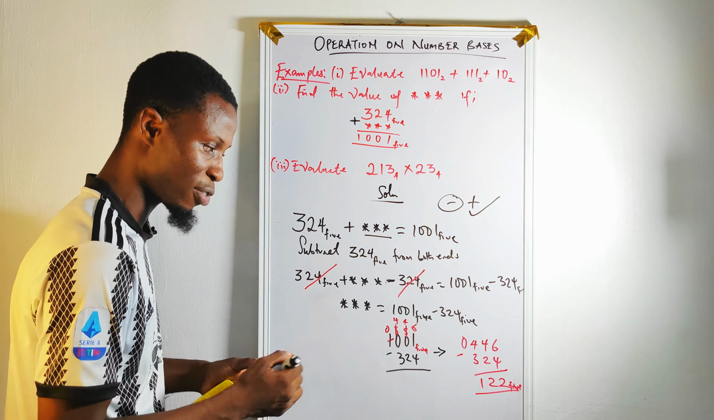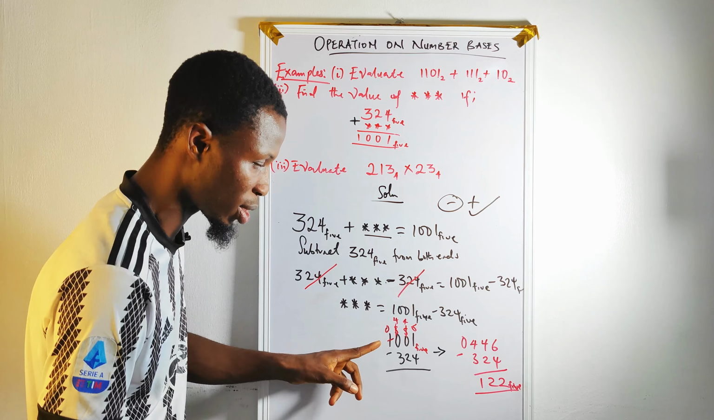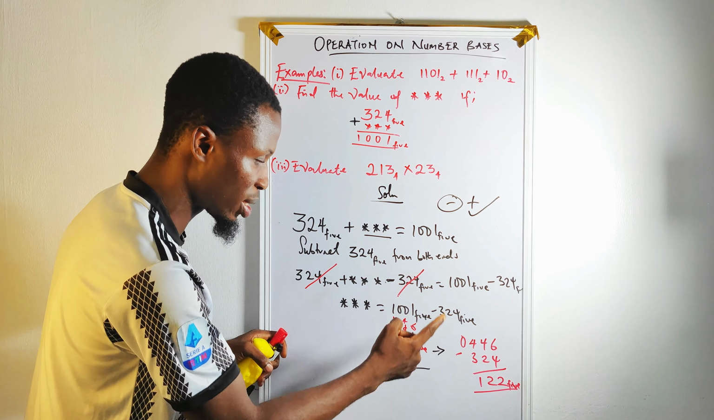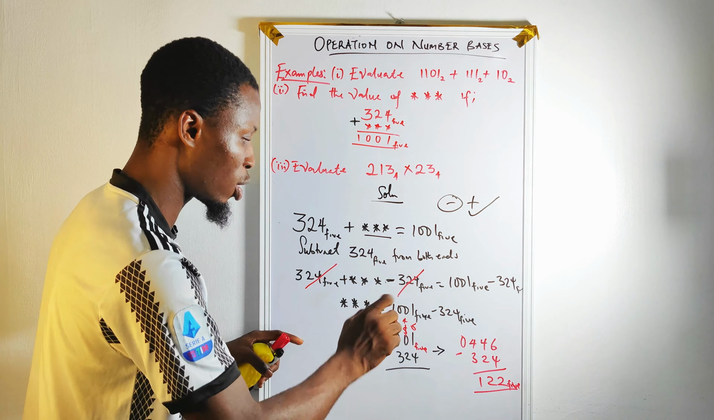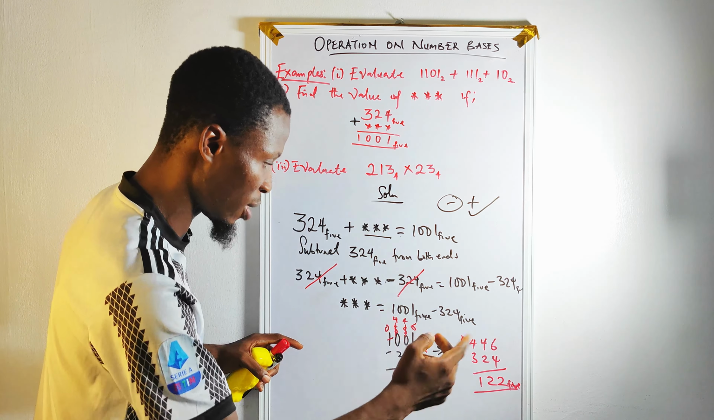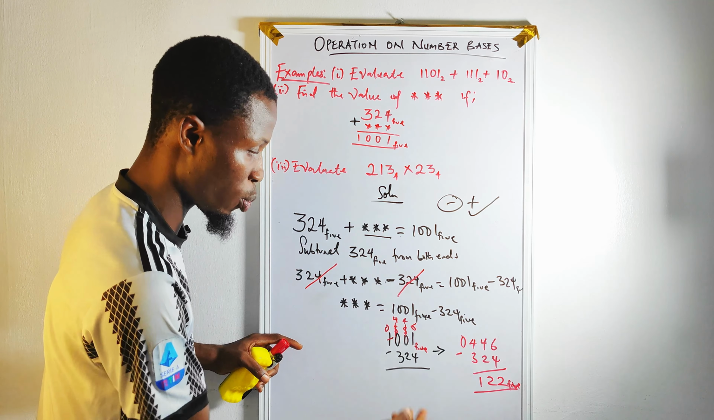Don't forget, you have to take note of this when you are subtracting. Remember the base you are working on. If it is base 6, if you are borrowing any number you are carrying, that 1 that you borrow is going to be 6. If you are in base 5, it's going to be 5.